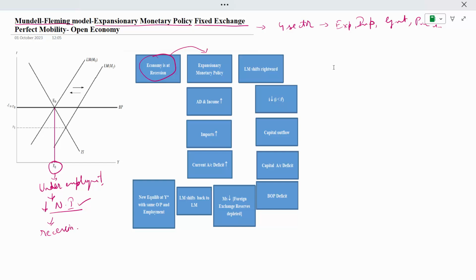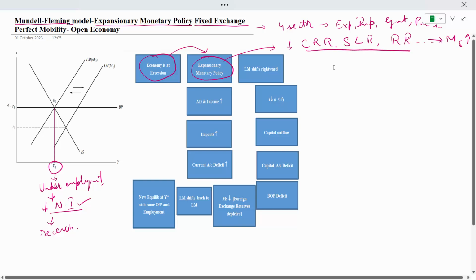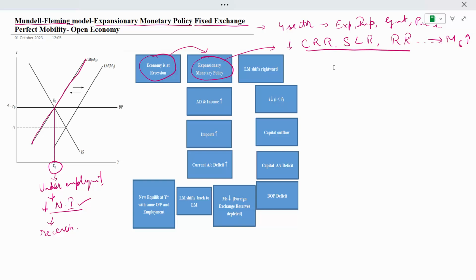So what exactly the monetary policy, or the RBI, does is it tries to follow an expansionary monetary policy by reducing the CRR, that is the cash reserve ratio, the statutory liquidity ratio (SLR), and the repo rate, and so on and so forth. All these measures are done in order to increase the money supply in the market. So MS gets increased. As the money supply gets increased, we can see this LM naught curve shift from LM naught to LM1, that is to the right side.